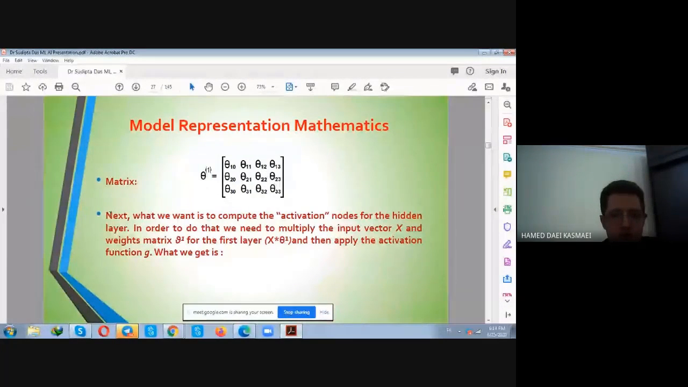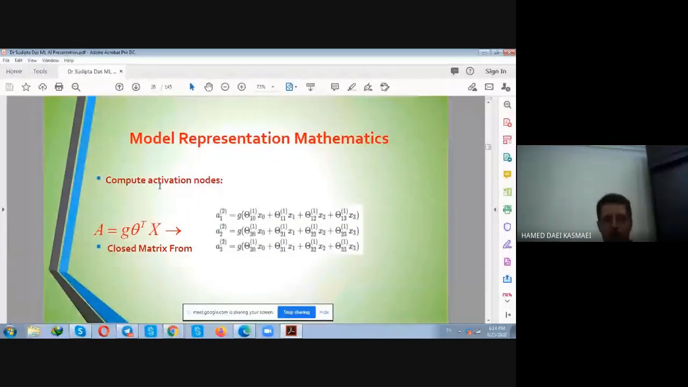Next, we want to compute the activation nodes of the hidden layer. In order to do that, we need to multiply the input vector X and the weights matrix theta 1 for the first layer, X multiplied by theta 1, and then apply the activation function G. What we get is this. You can see this: compute the activation nodes based on A is equal to G of theta transpose times X. This is the closed matrix form that we have defined, and you will see here the open format of this closed format.